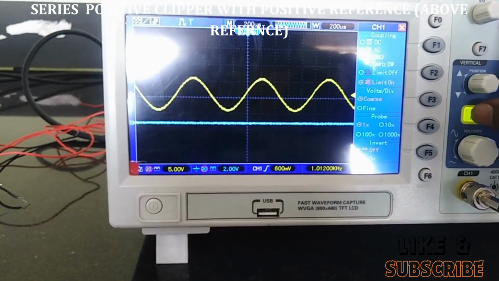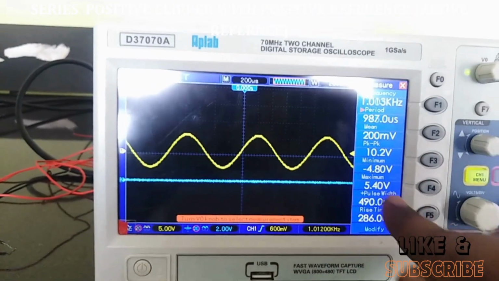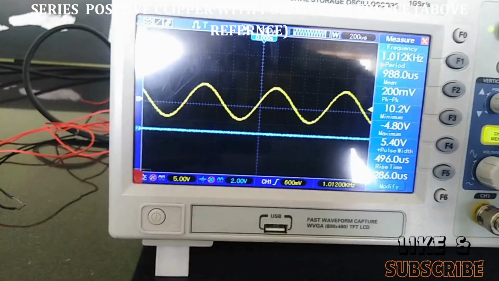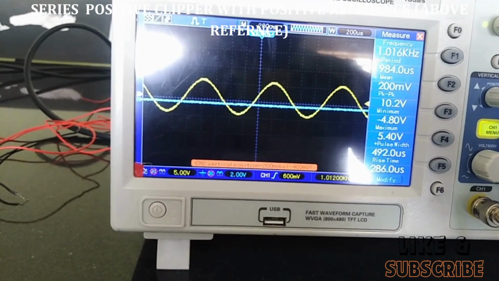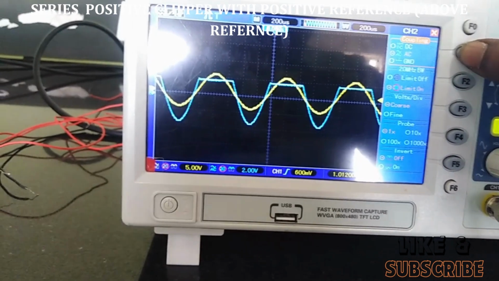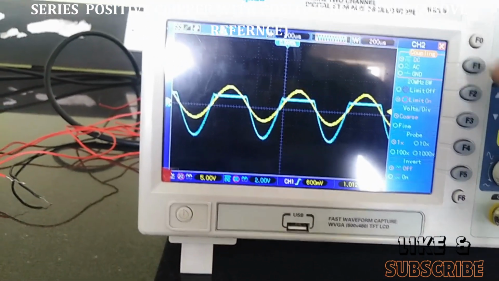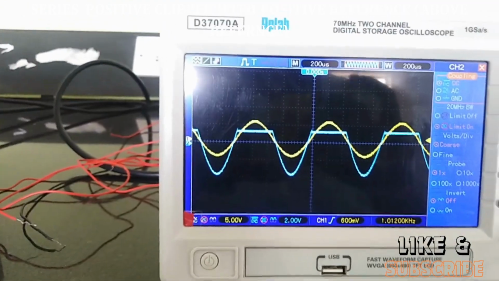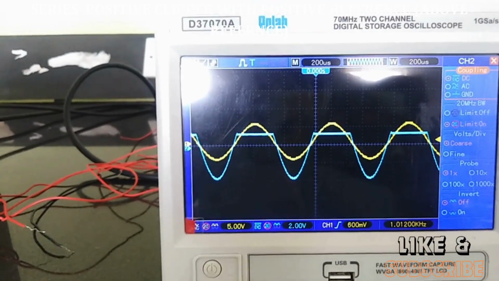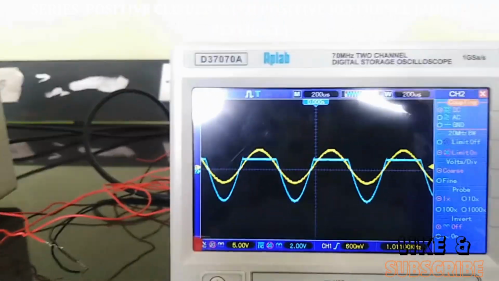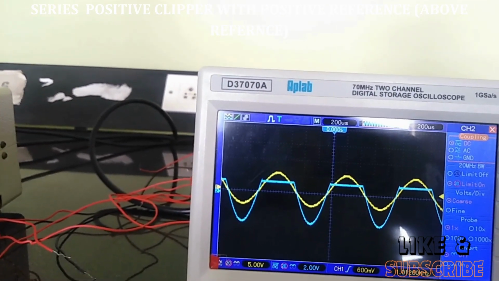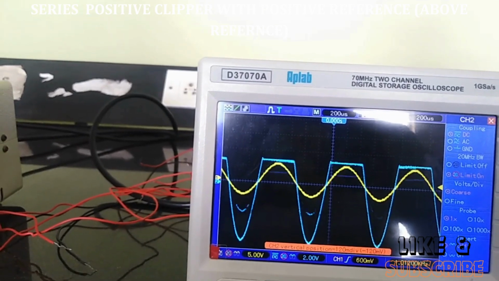Measure here also we can check: 10 volts peak to peak, 10.2 volts peak to peak. Now let's concentrate on the output channel. We need to set it to AC. Okay, yeah. Now this is a positive parallel clipper, so the output voltage should be clipped off up to 2 volts. Now I'm going to check whether it is clipped off or not.